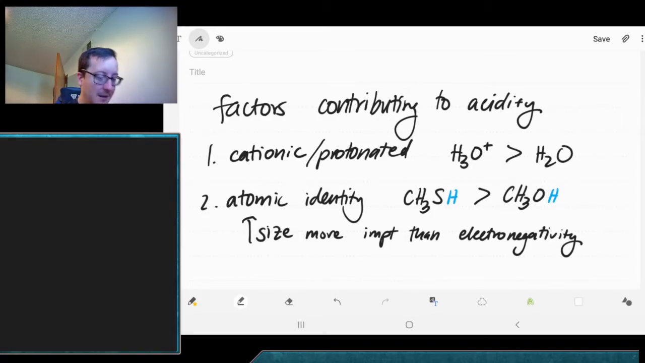So, what we've talked about in terms of factors that contribute to a particular compound's acidity in terms of organic compounds, we first looked at the case of having a protonated substance versus its non-protonated counterpart. And of course, the protonated form is going to be more acidic, right? We saw that it's going to have a more stable conjugate base once it reacts.